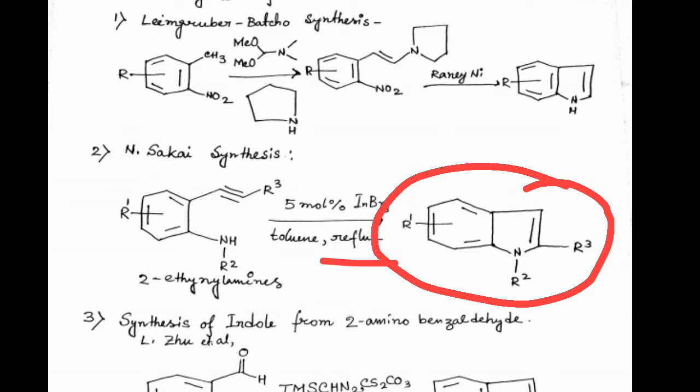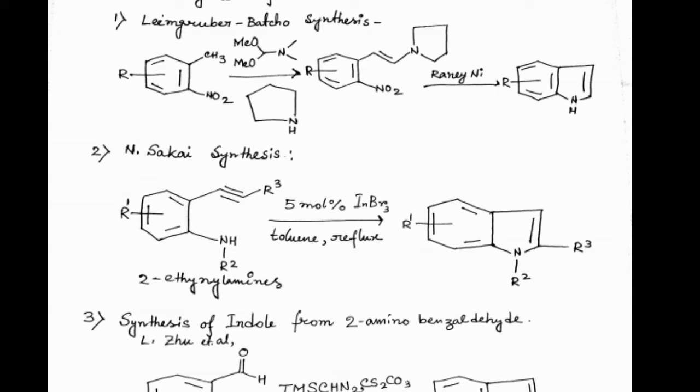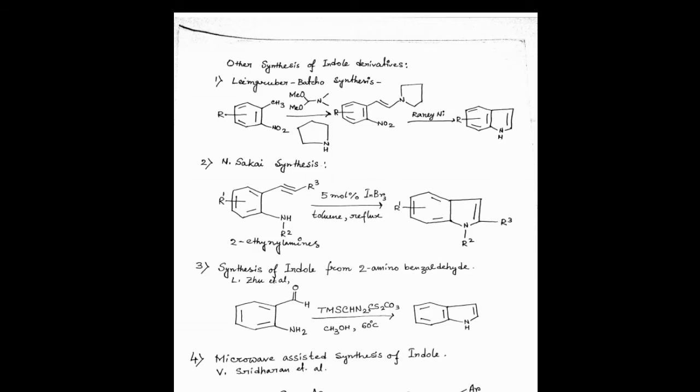Now this method is ideal for the synthesis of substituted derivatives of indole. The substituents present for this reaction are designated as R1, R2 and R3. Now remember, the R1 substituent is present in the starting material also, in the phenyl ring, but the R2 substituent or R3 substituent come from the side chain of the reaction.